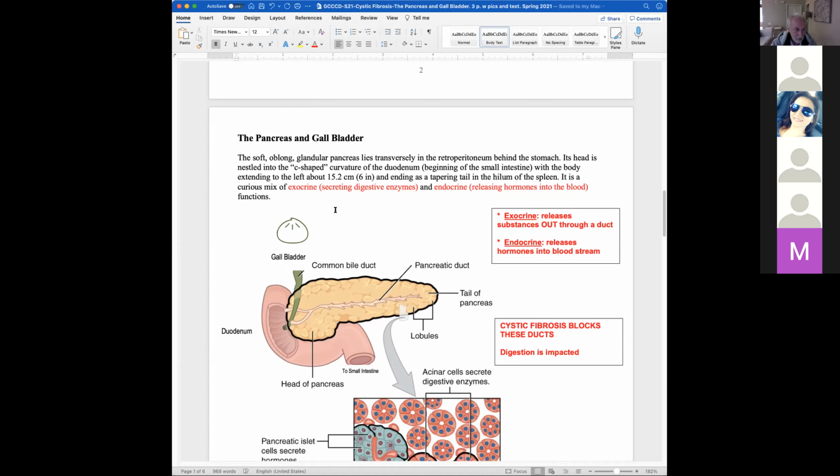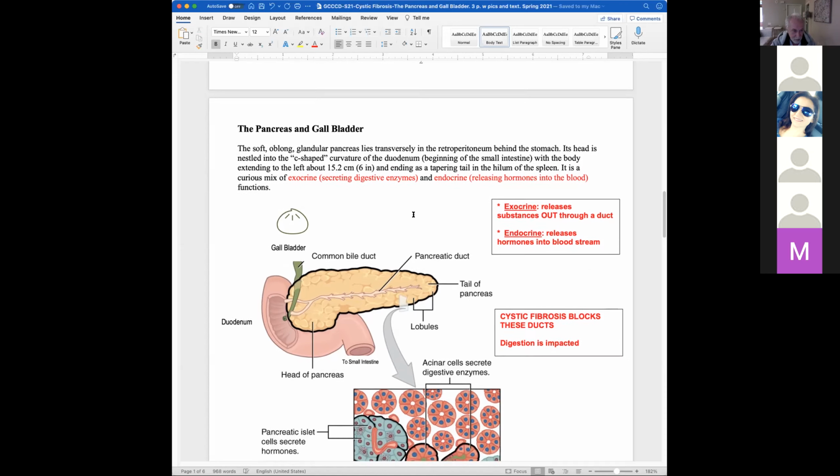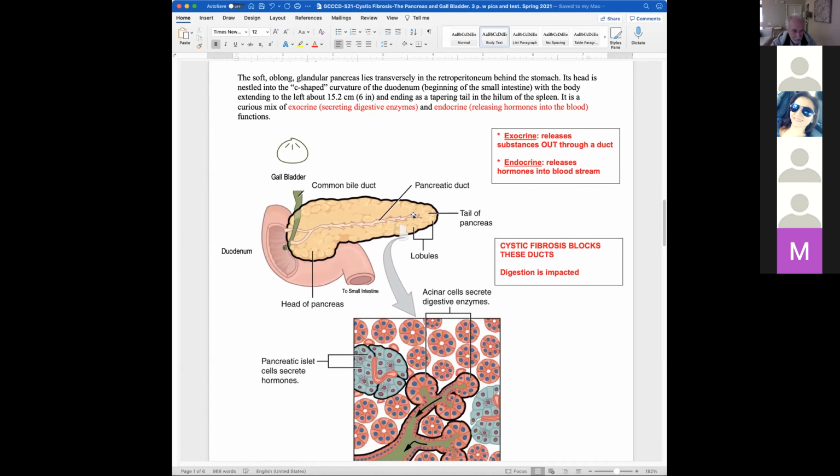Now, we have 2 terms, exocrine and endocrine. The difference is that exocrine glands release substances out through a duct, whereas endocrine glands release hormones into the bloodstream. And the pancreas has both of those functions, interestingly. And here's how they work.